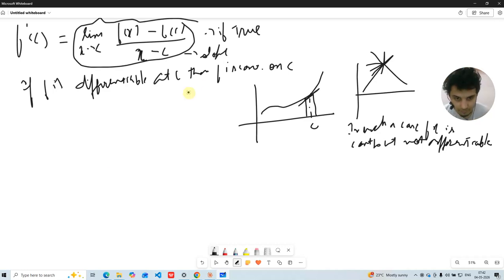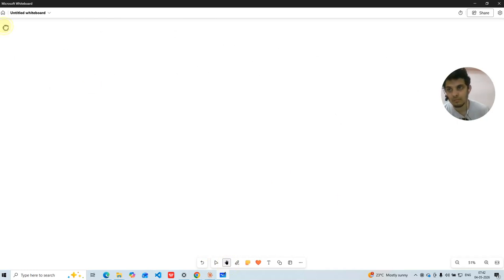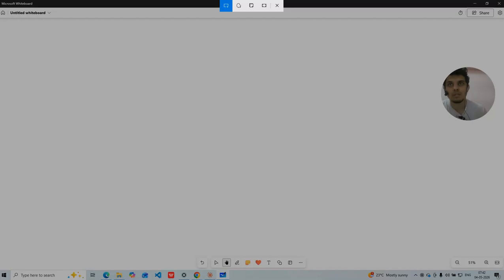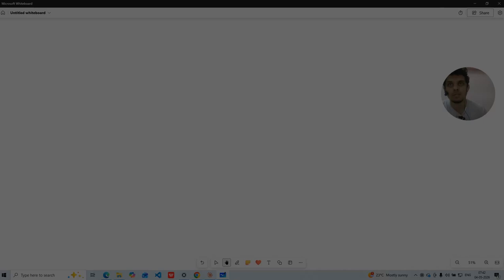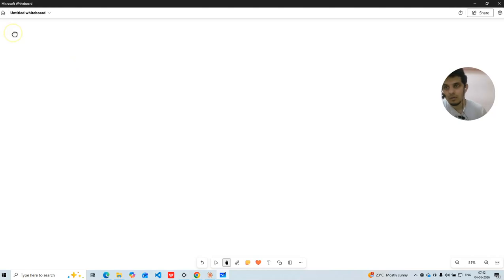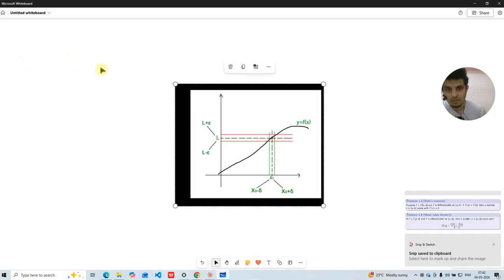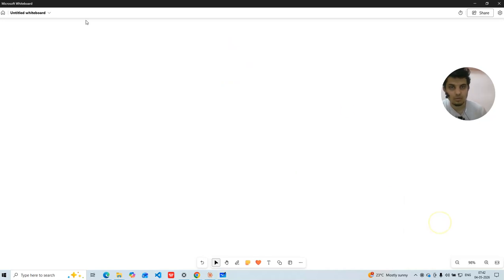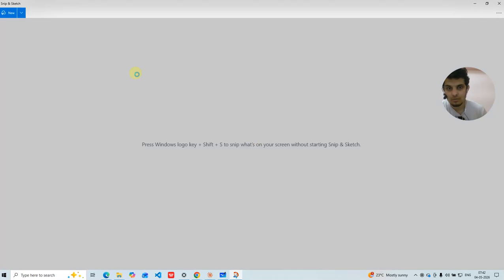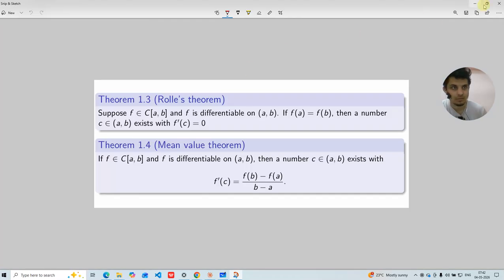Important things, very important things. Rolle's theorem, mean value theorem. Okay, suppose, let me actually just paste these things down, and then I'll try to write it. It's a bit difficult to write with this tablet.